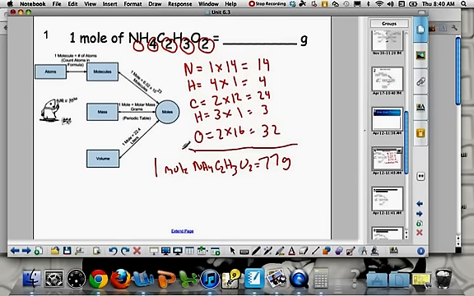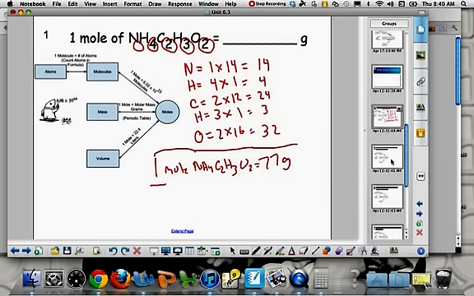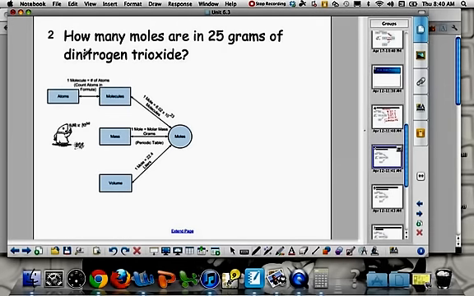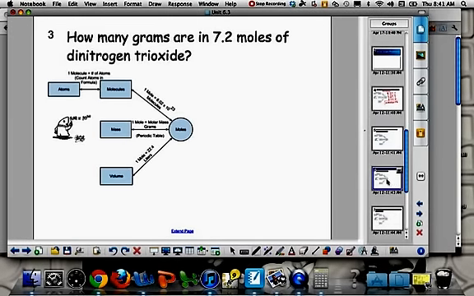Now, this was easy because I had only 1 mole. Let's take a look at some other examples where I have more than 1 mole. Let's take a look at example number 2. And actually, let's skip number 2. Let's go to number 3. They want to know how many grams I have, but this time I'm starting out with 7.2 moles. Uh-oh. I have a name here. I've got to change this name into a formula in order to even start this problem.